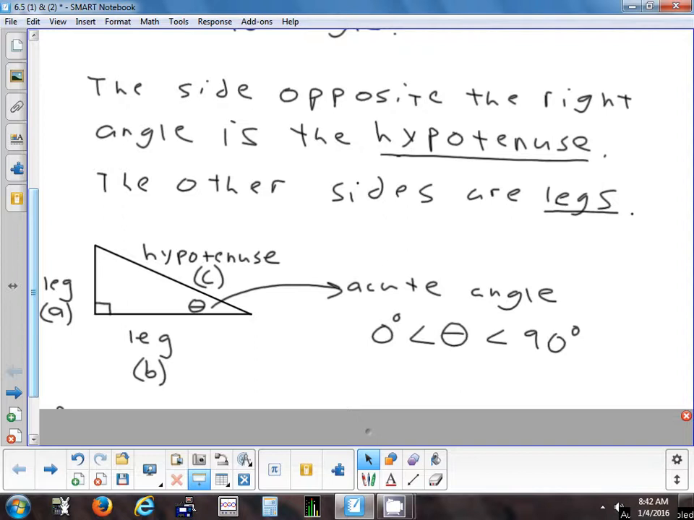Right. So the key here is all the angles add up to 180. So if all the angles are going to add up to 180, we've got to make sure that the other two angles are less than 90. They have to be acute.